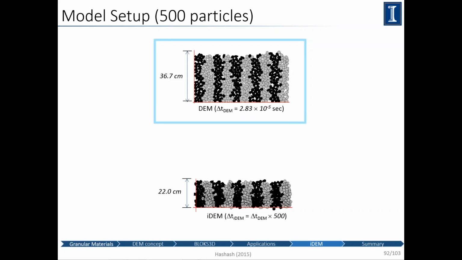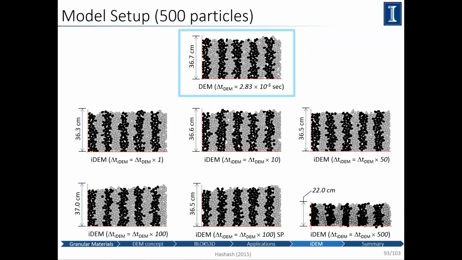Numerical is, I have to think of it, these two particles, I have to go tuk, tuk, tuk, tuk, tuk, before I hit this particle. In IDM, I can just go directly without having to go through those intermediate steps. So this is showing the configuration. Let's think of the DEM as the correct solution. And this is showing with 1, 10, 50, 100, and 500.